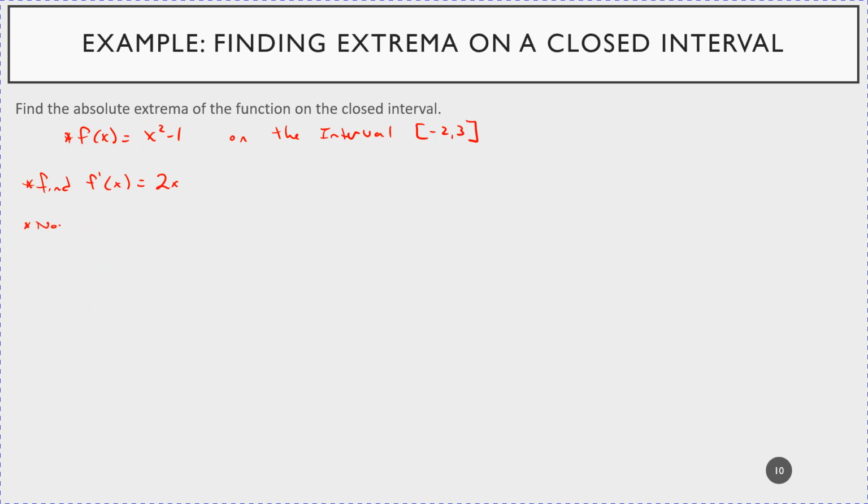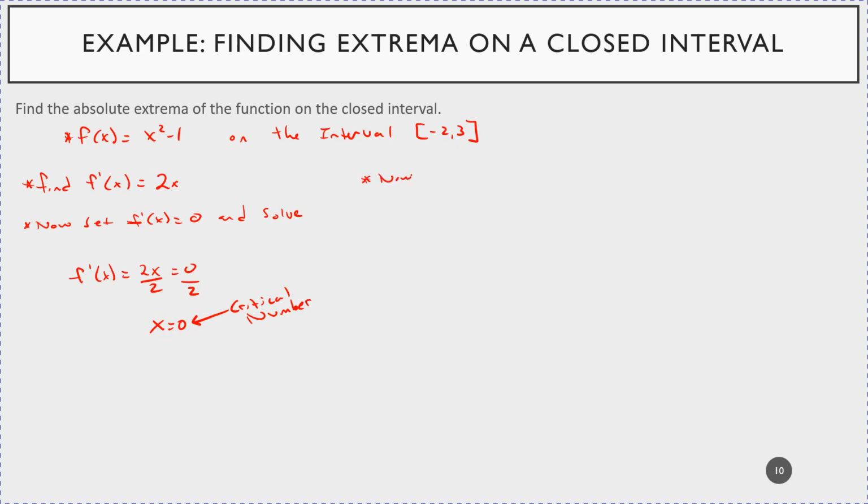Now what you're going to do is set f prime of x equal to 0 and solve. So f prime of x is equal to 2x. Set that equal to 0 and solve. It's pretty straightforward, right? You just divide by 2 and you get x equals 0. And this is a critical number. Now x equals 0 is inside the interval, so I'm going to take this value and plug it into this function here.